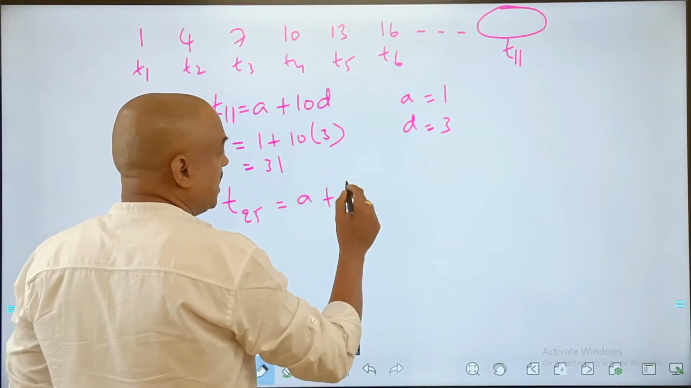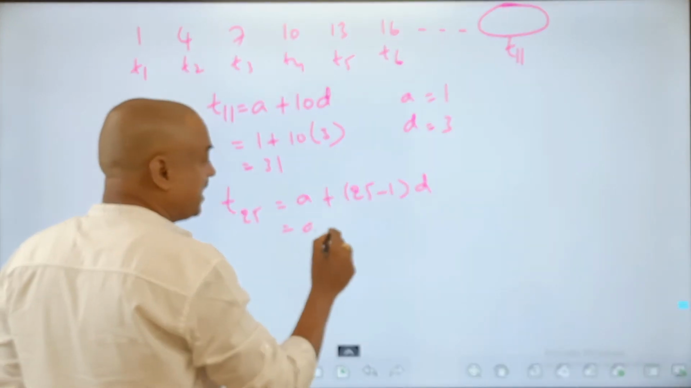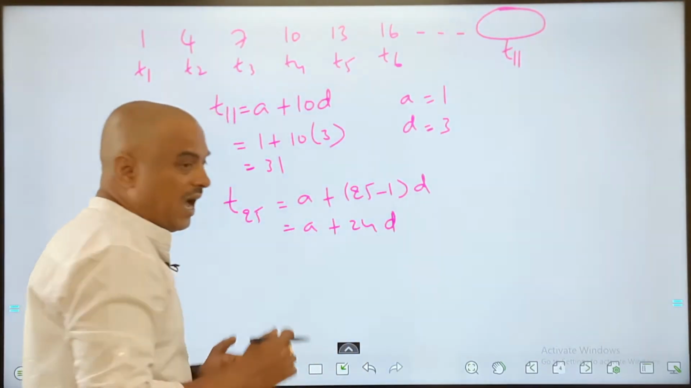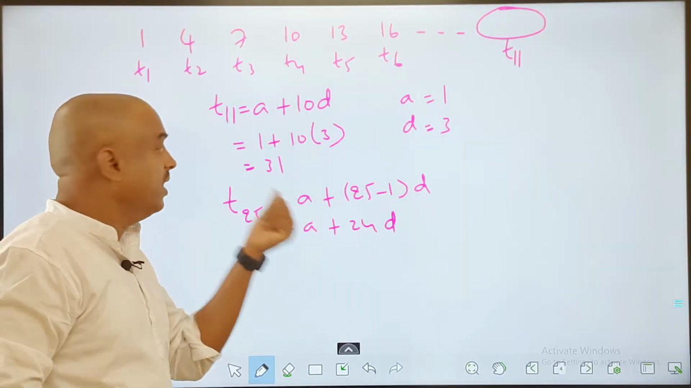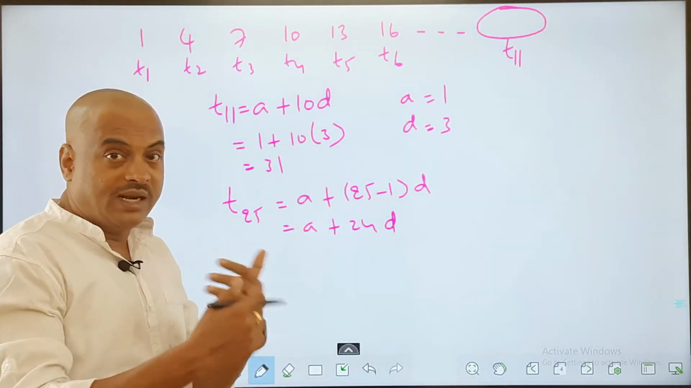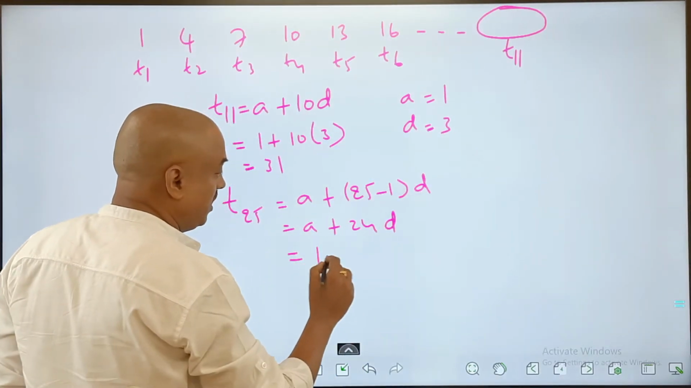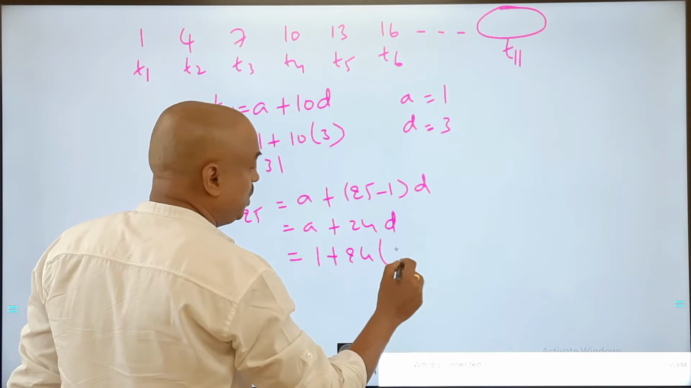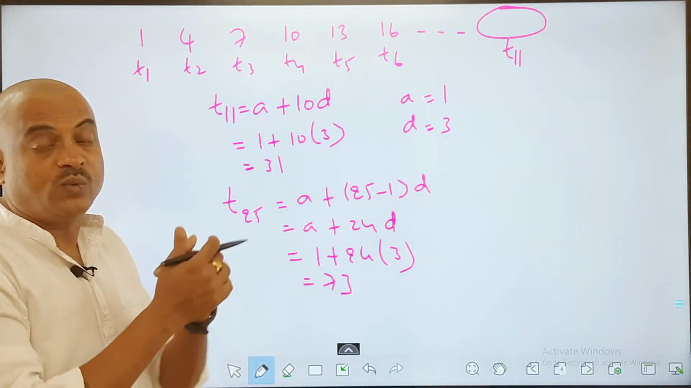Similarly, quickly, if I wish to know what is the 25th term here, it should be A plus 25 minus 1 into D, which can directly be taken as 24D. After practice, we can directly take this. 25 means this has to be 24. 11 means we got 10. Similarly, we can take this. Okay. So here, what is A? We got 1 plus 24 into 3, which is 72 plus 1. 73 is supposed to be the 25th term.